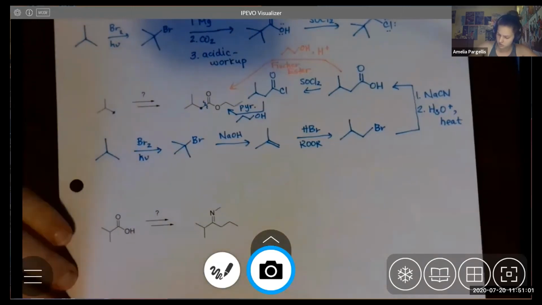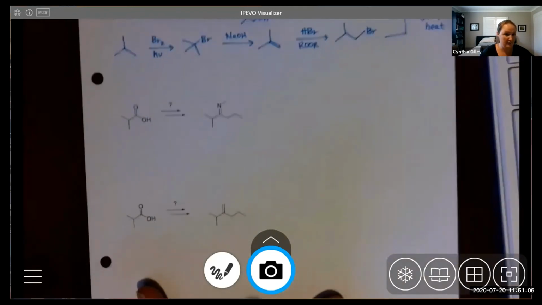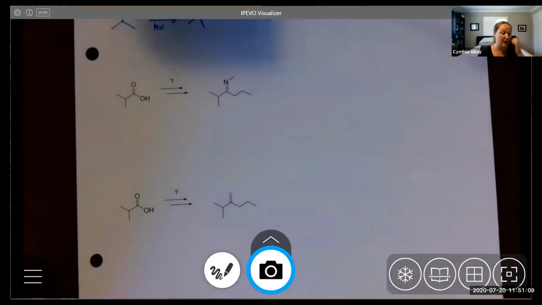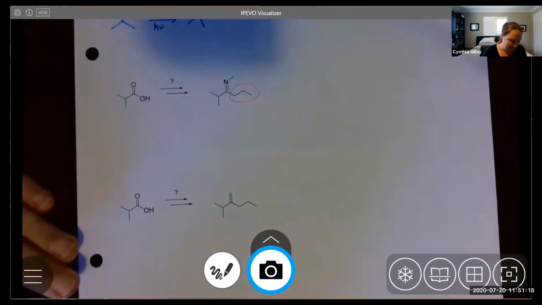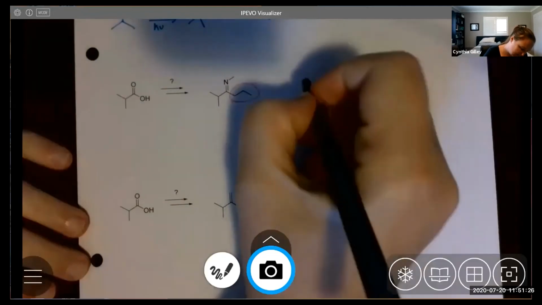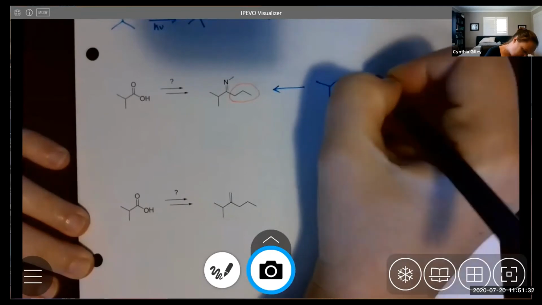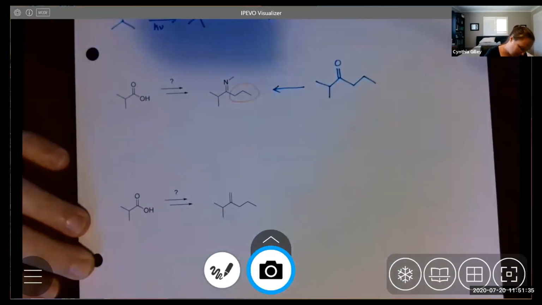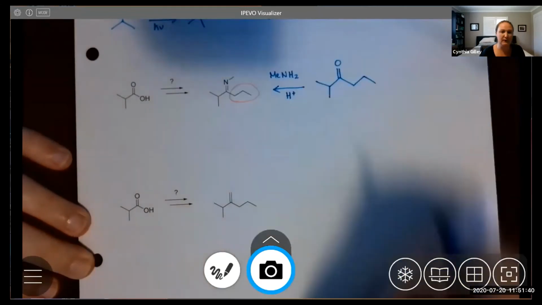Okay, good question. All right, next one. So starting from a carboxylic acid, it looks like we need to make a new carbon-carbon bond. We need to add these 3 carbons. And then we have an imine, so that probably was formed from a ketone, because that's how we know how to form imines. So the last step is probably from the ketone. We're going to add the methylamine, a primary amine, and an acid to form the imine.